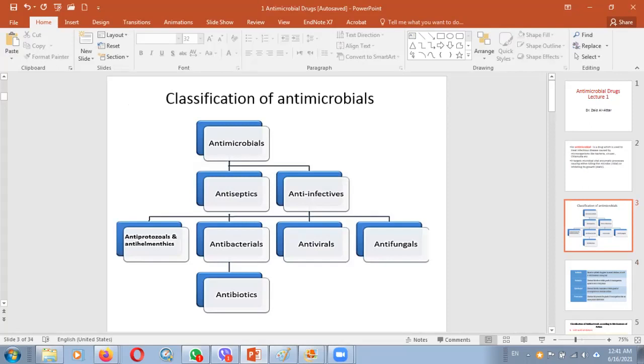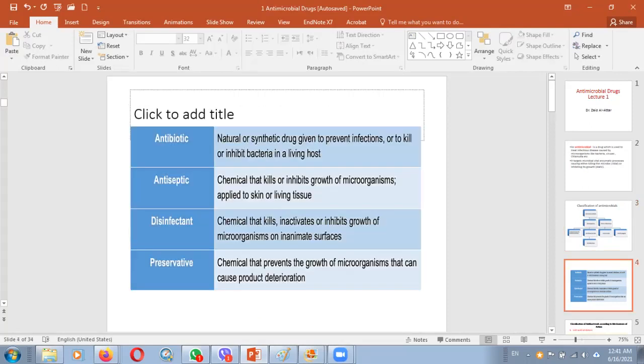The antiseptic, as mentioned here in this slide, is a chemical that kills or inhibits growth of microorganisms. It is applied to skin or living tissue. Whereas the antibiotic, by the way, is an example of the anti-infectives mentioned in the previous slide, and it follows the same rule.